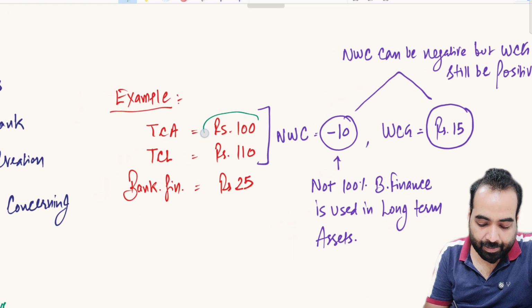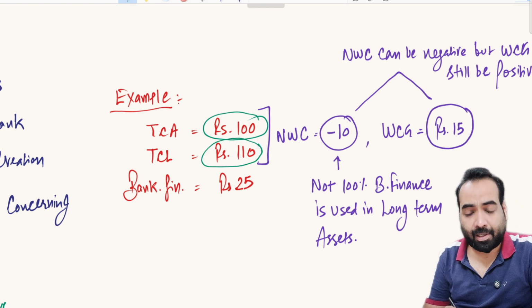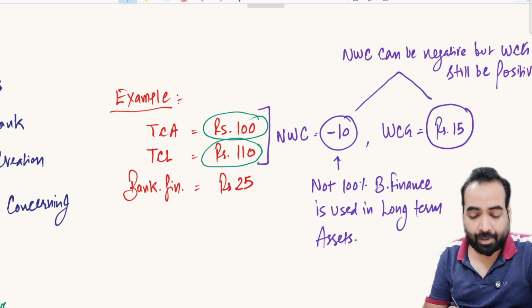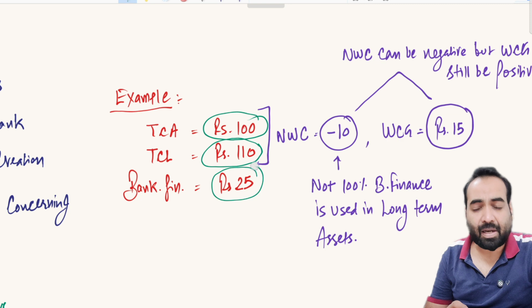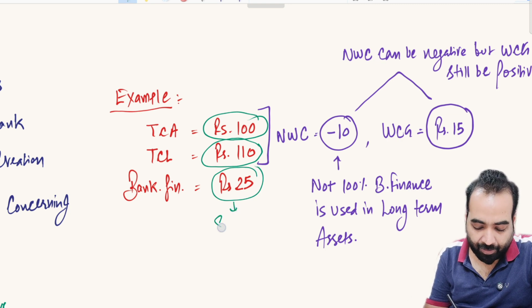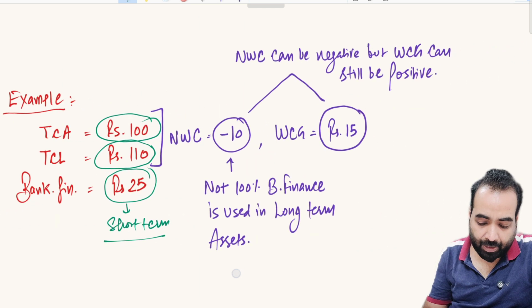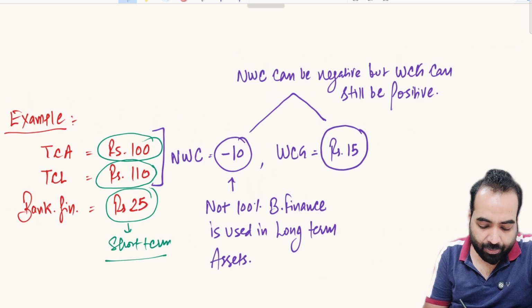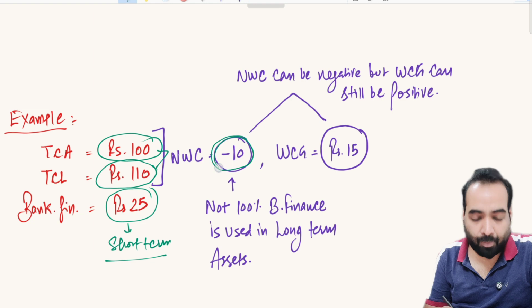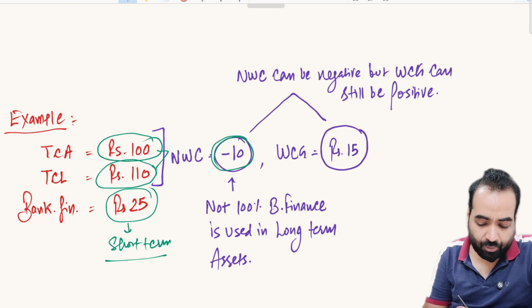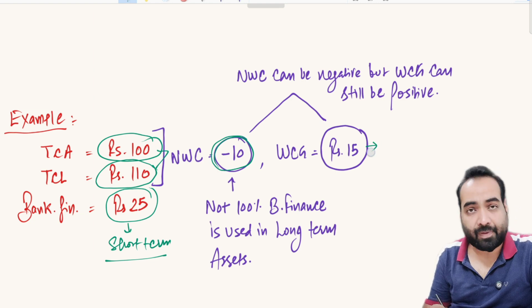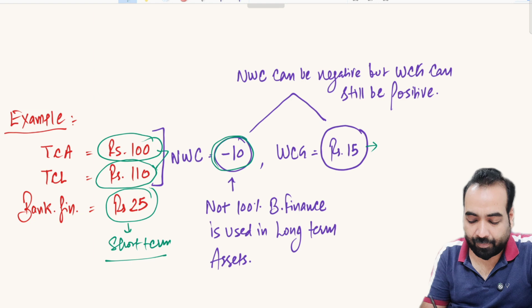Suppose total current assets are rupees 100. Total current liabilities are rupees 110. And out of this 110, rupees 25 are bank finance, short-term bank finance. Short-term, right? So in this example, your NWC is minus 10 and your working capital gap is rupees 15, which is positive, right?